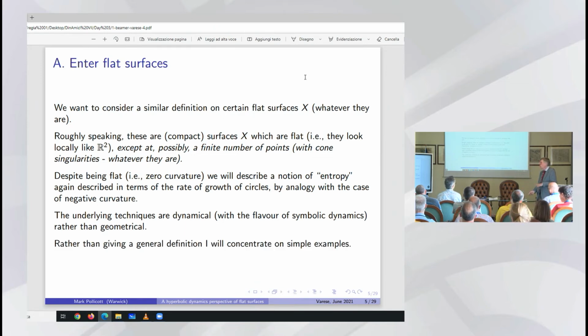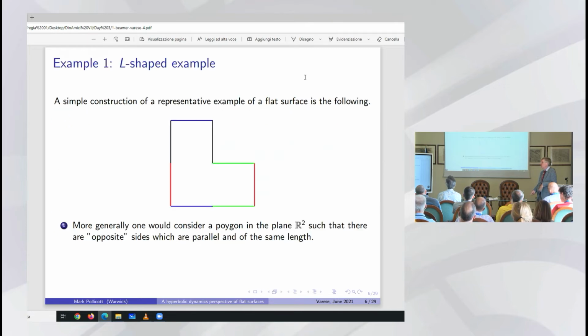Okay, so this is kind of waffle, me talking about stuff. Let me try to be more specific. So here's an example of a flat surface or a translation surface. It looks like a letter L, and I attempted to put lots of colours in, which of course in Beamer slides the colours are not always that easy to see. But the principle is that we take this shape, which is an L shape in the plane, and different portions of it are coloured in different ways.